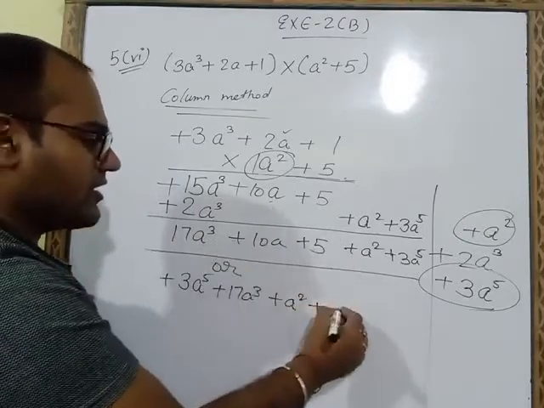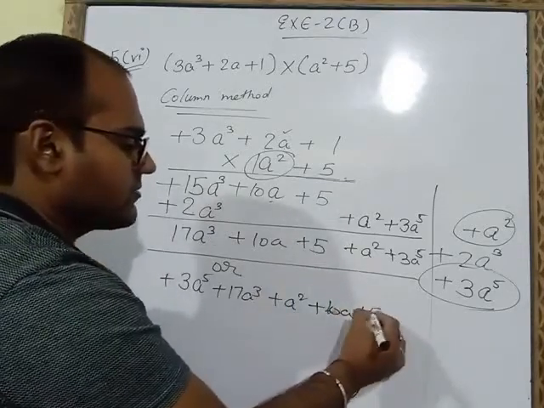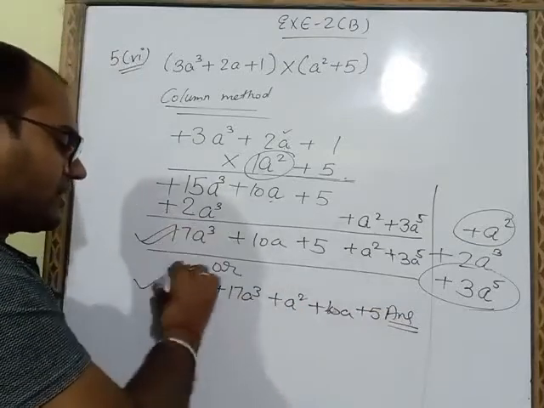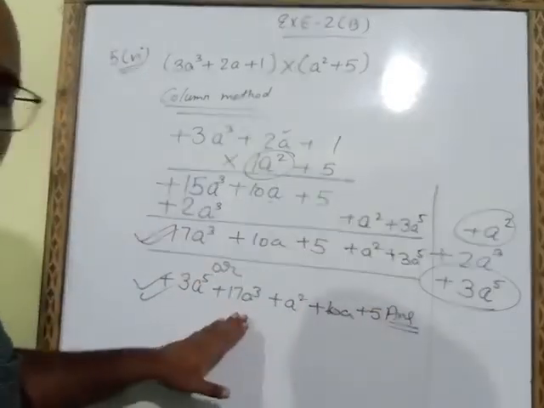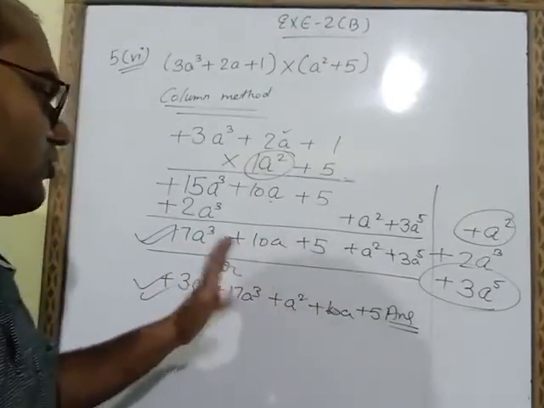Now a term we will write 10a. Now we will write the constant term. So this is your final answer. Both answers are correct. Either you write like this or you can write like this also. Both are the same answer only, so no need to get confused.